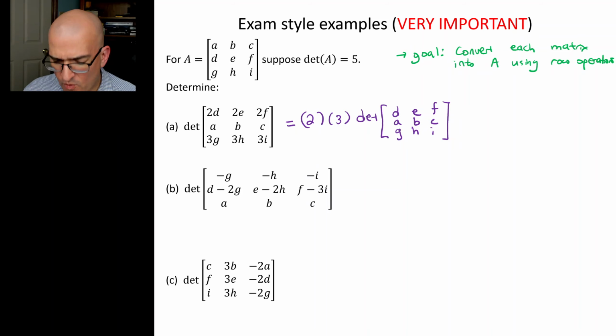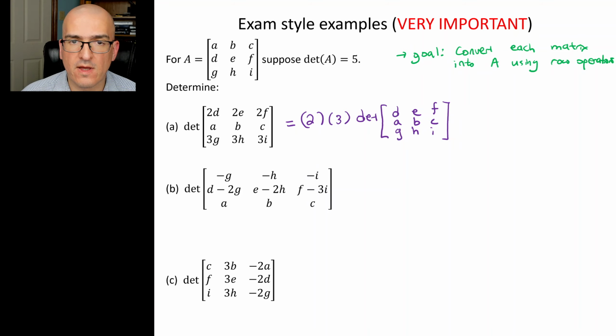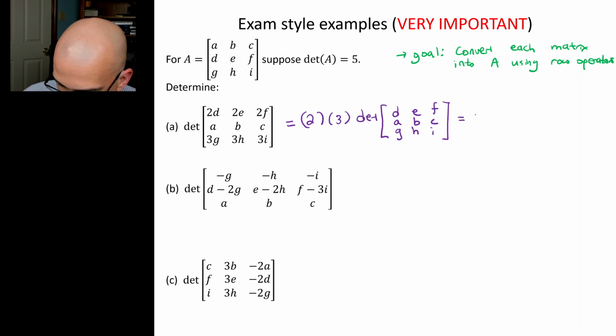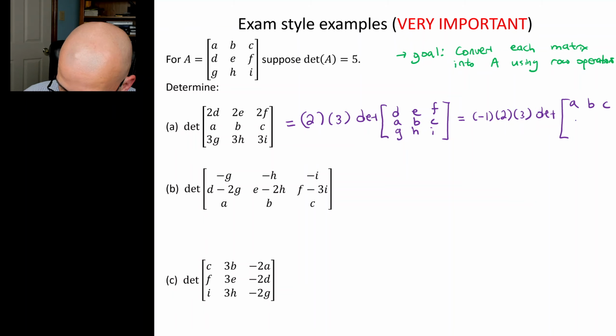And we don't quite have matrix A there. I can't replace that with a 5. I need to do one more thing, and that thing is I need to do a row swap. I can swap row 1 and row 2. So -1 times 2 times 3 times the determinant of A, B, C, D, E, F, G, H, I.